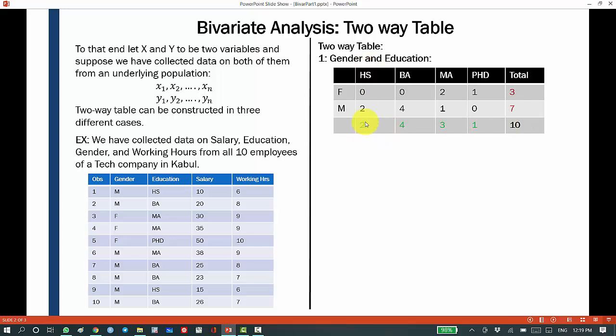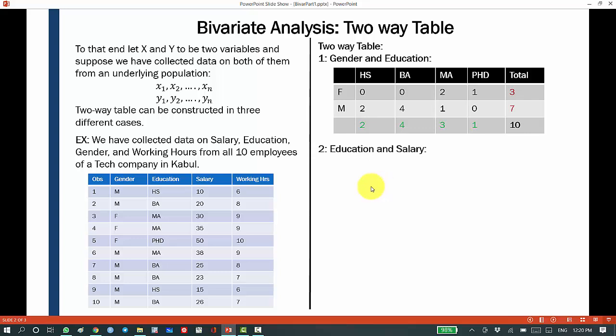Down here, we have 2 people with high school, 4 people with bachelor's, 3 with master's, and 1 with PhD. If you add these numbers, 2 plus 4 is 6, plus 3 is 9, plus 1 is 10, which gives us again the total number of observations.